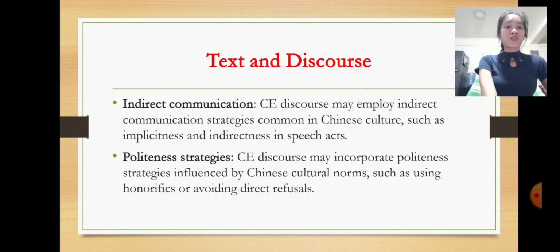Next is politeness strategies. Chinese English discourse may incorporate politeness strategies influenced by Chinese cultural norms, such as using honorifics or avoiding direct refusals. For example, in a business setting, one might use honorifics like Mr. or Miss when addressing colleagues, or instead of outright refusing a request, one might say I'll consider it, indicating a polite acknowledgement without committing definitively.